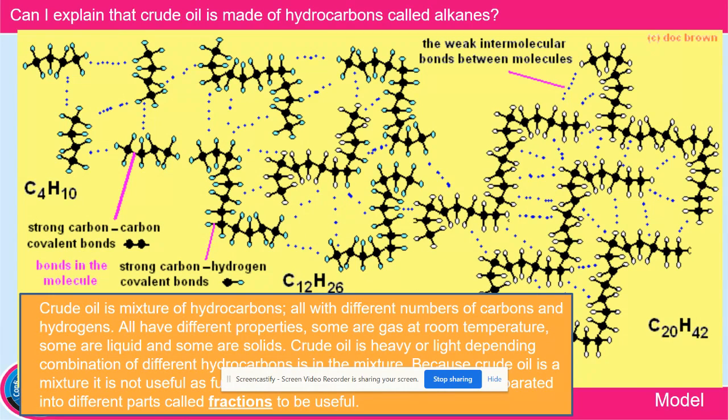Spend a bit of time on this slide. Have a look at all the different hydrocarbons. See the intermolecular forces between them. This huge mixture of hydrocarbons all in together is called crude oil. The difference between light crude and heavy crude is the amount of different length hydrocarbons included in its mixture.